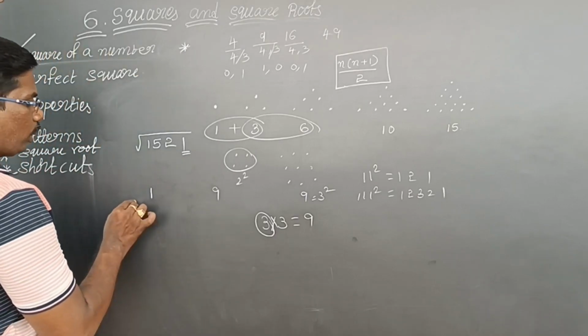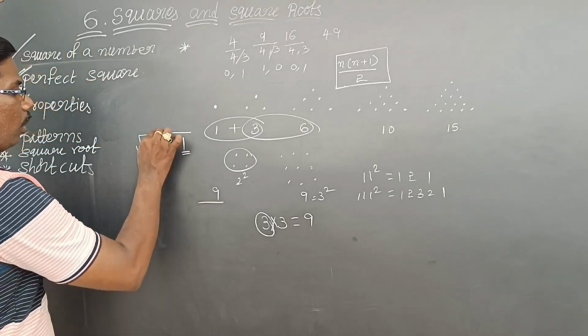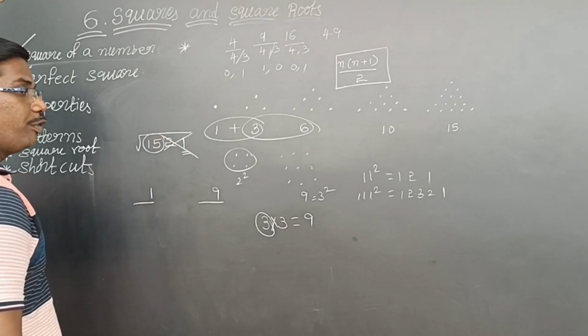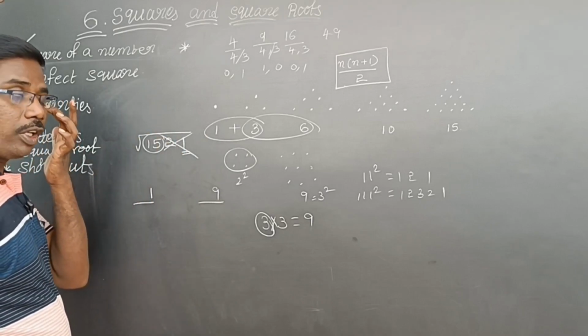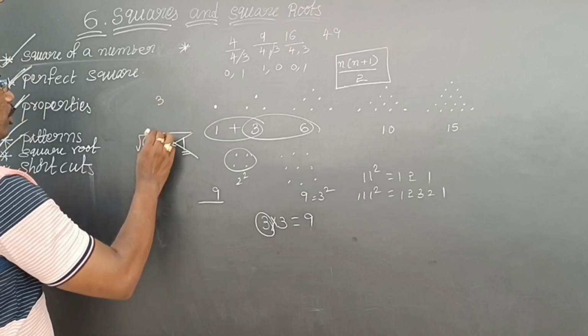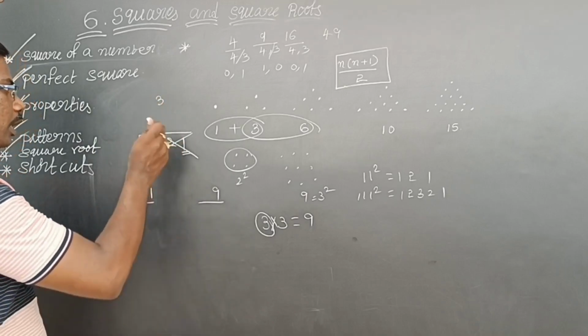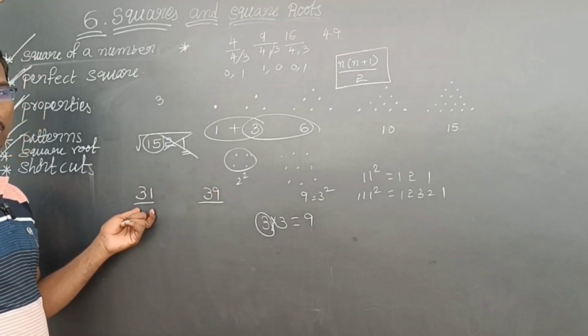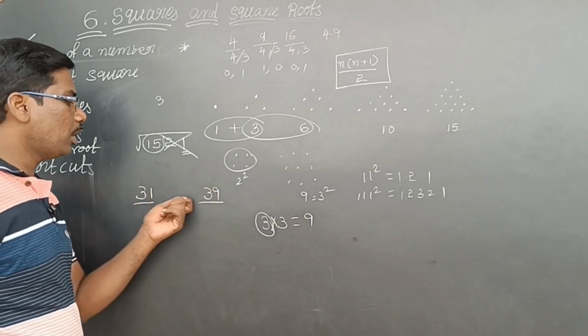Now, it is a 4-digit number, so the square root is a 2-digit number. Cancel the last 2 digits of the given number. Now 15: what is the nearest square? 3 squared is 9, and 4 squared is 16, which is more. So I write 3. The answer is either 31 or 39.